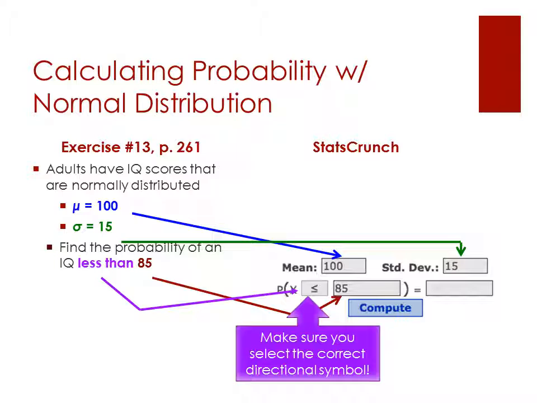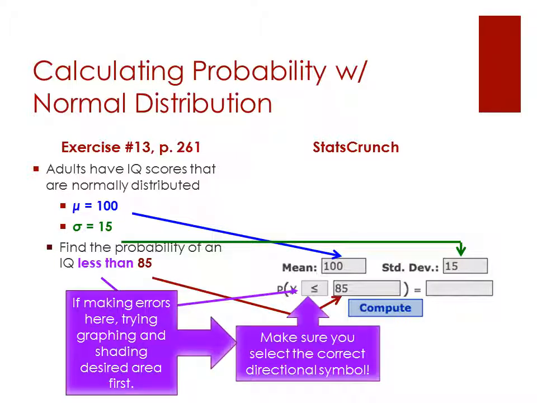On that second row, we've got 3 different boxes. The middle box is where your value for x goes, and then you've got to make sure you're selecting the correct directional symbol for your problem. If you find that you're making errors at this level, then you need to go back and graph and shade the desired area first, and then begin the computations, okay? Once you've plugged these values in, you simply run your compute, and you're going to get your probability at the box on the far right side of the bottom row.